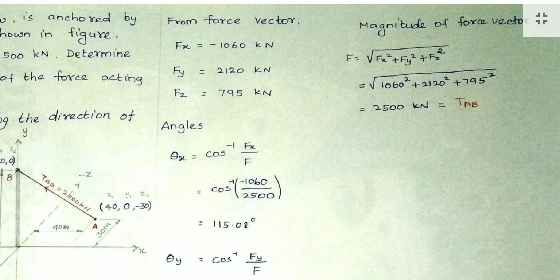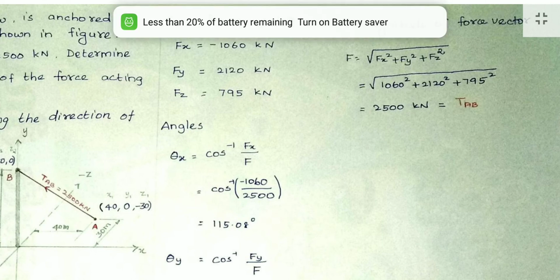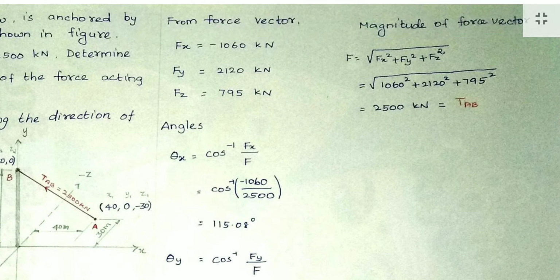Angles: theta x means cos inverse of Fx by F. Theta y means cos inverse of Fy by F. Theta z means cos inverse of Fz by F. Here Fx is the x coordinate of the force vector, and F is the modulus. The modulus is 2500, already given. We can also find it from the root of Fx square plus Fy square plus Fz square, and you will get 2500. So we can use it as 2500.